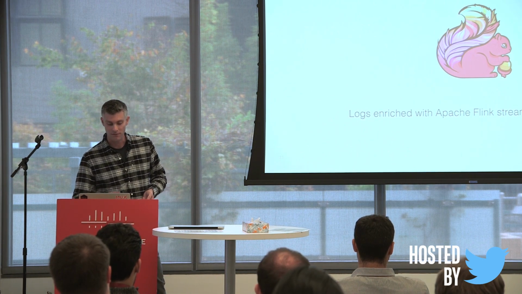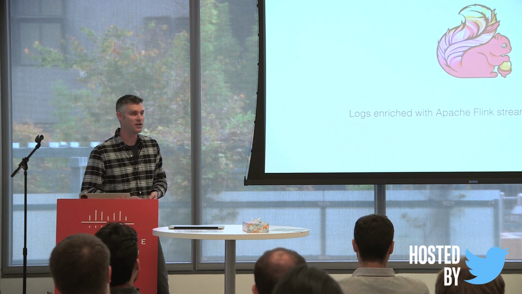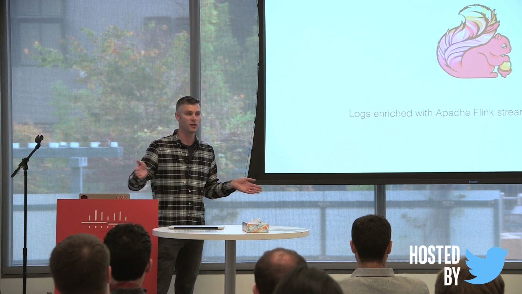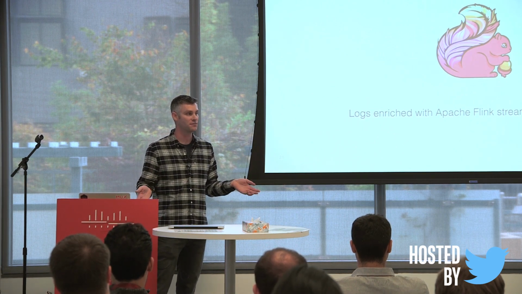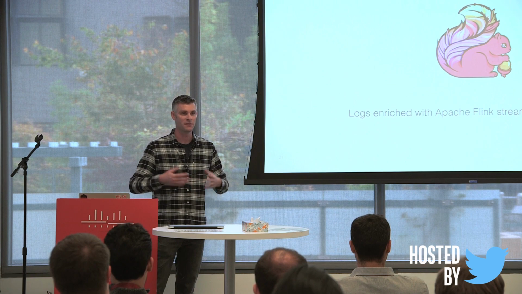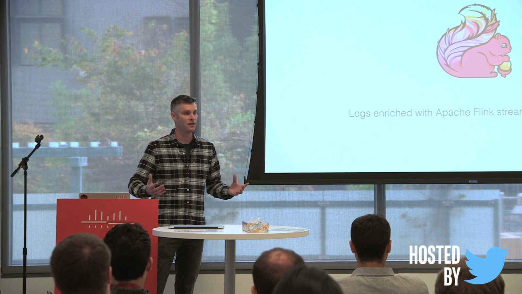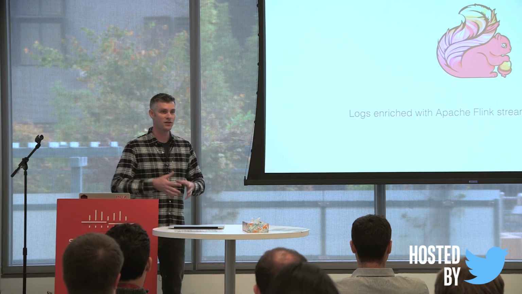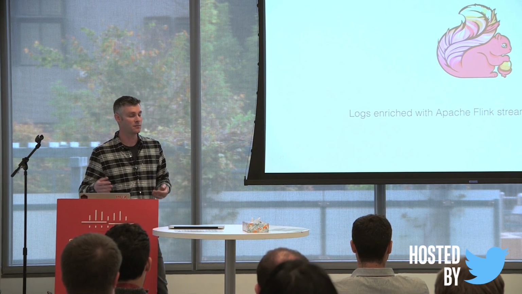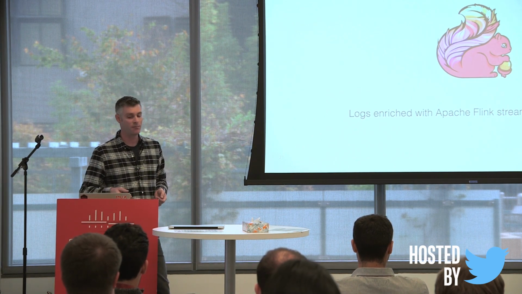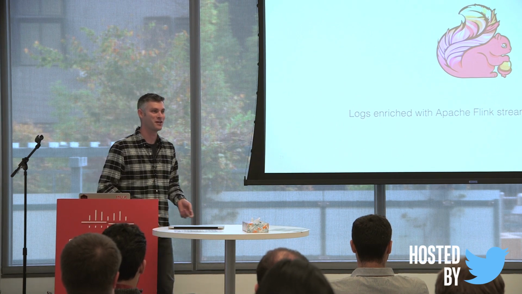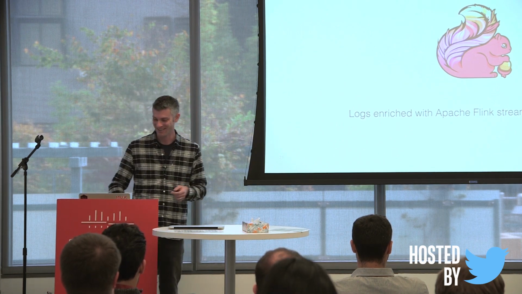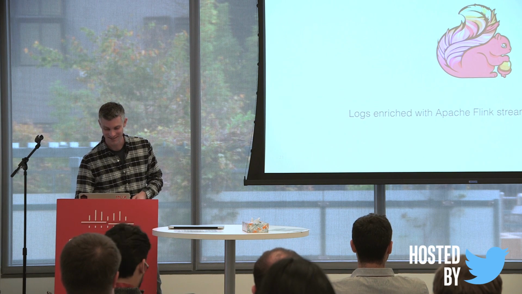So the log enrichment Flink application has its state distributed across a variable number of Flink task managers. And Flink makes it very easy to scale the amount of resources that you want to devote to a job simply by changing the degree of parallelism specified when you're submitting a job. So I actually had to do this just this morning, which I'll come to again later in the talk.